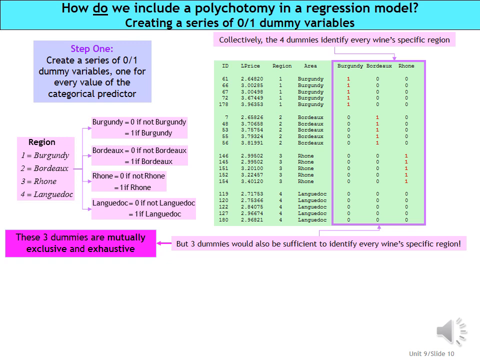Mutually exclusive and exhaustive. For that reason, the fourth one produces 100% collinearity with this one, because with these three, I can cover every data set, even the Languedoc data. All of them are zero. That means the Languedoc.